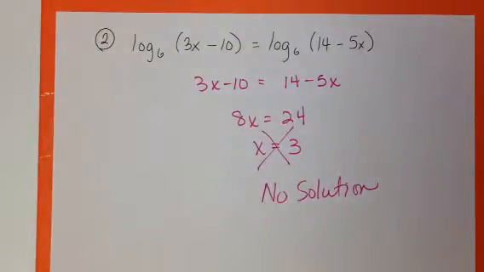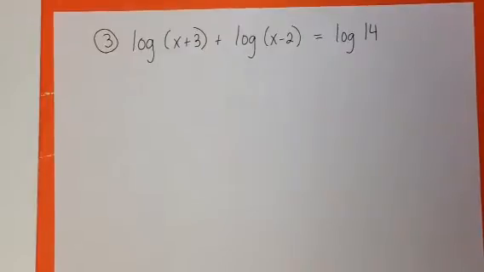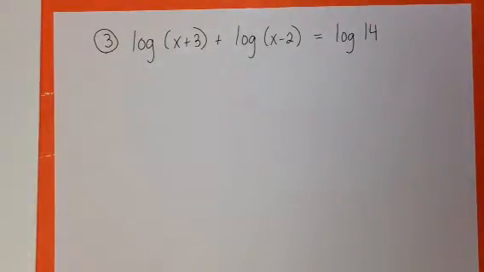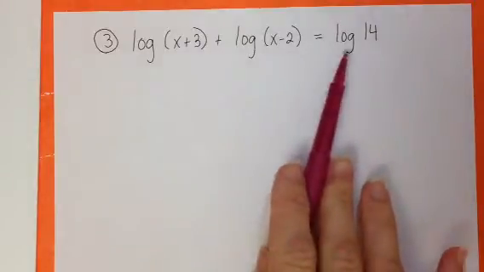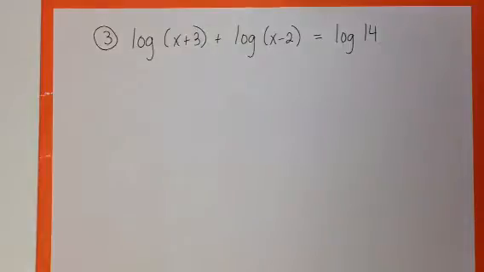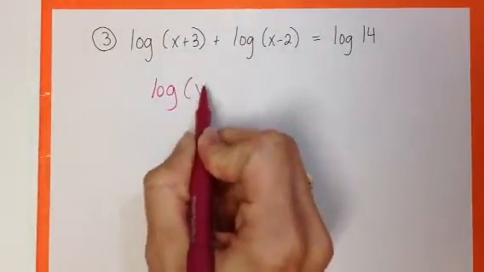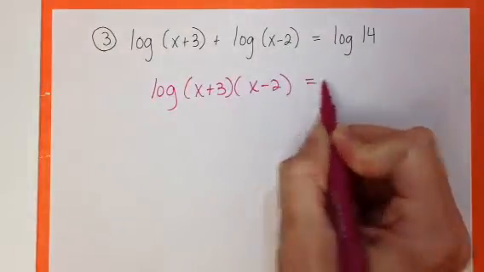Okay, looking at one more of this type. So again, I've got logs on both sides, but the difference with this one is your left-hand side is not just a single log. So like we saw earlier, we do need to have this where it's just a log equal a log. So I need to put these two together. So since they're separated with addition, that means that I can put them back together and multiply. So x plus 3 times x minus 2.